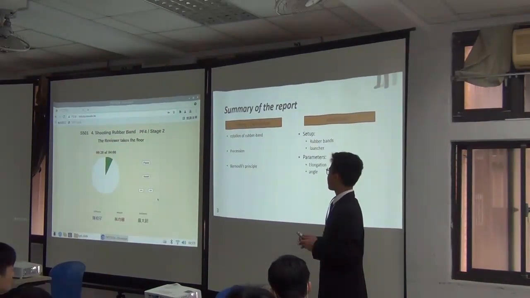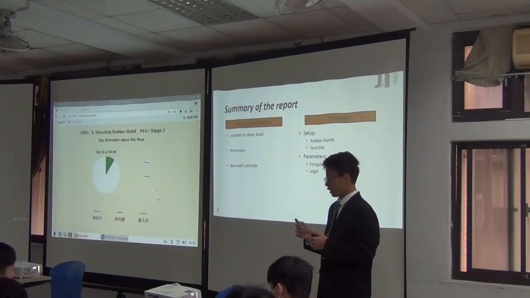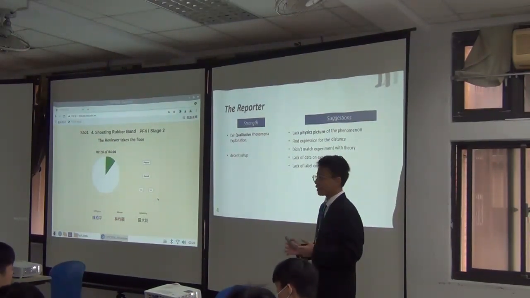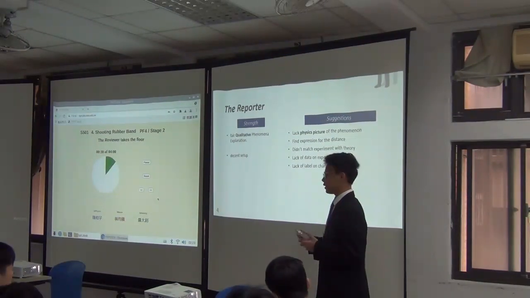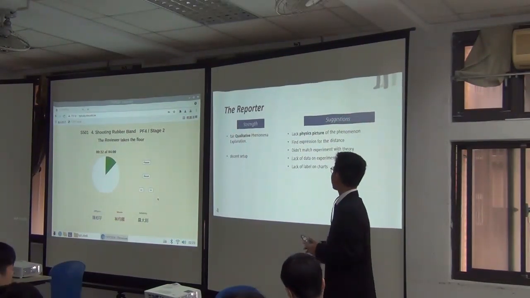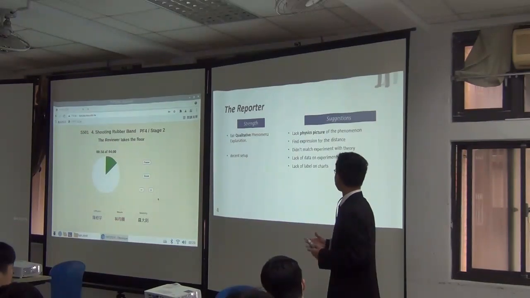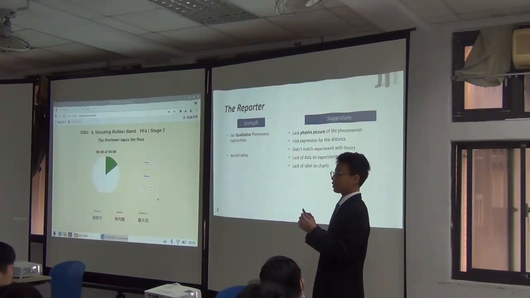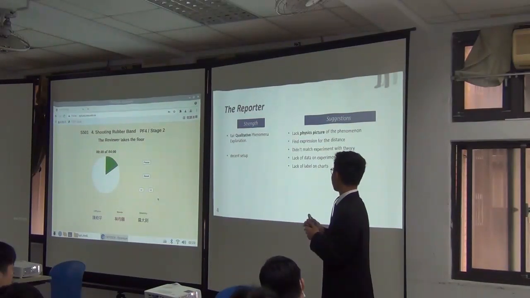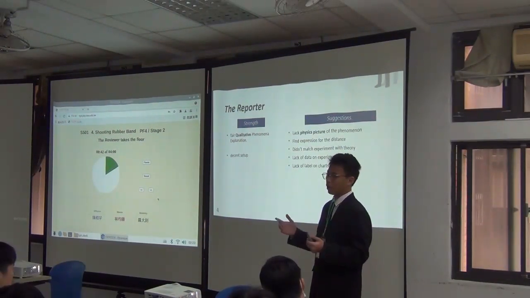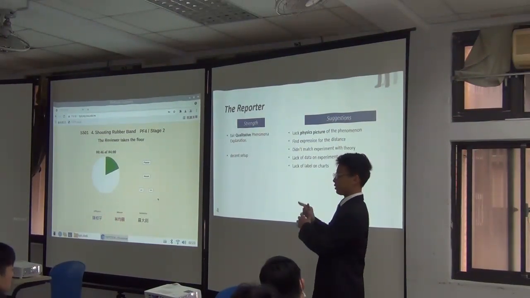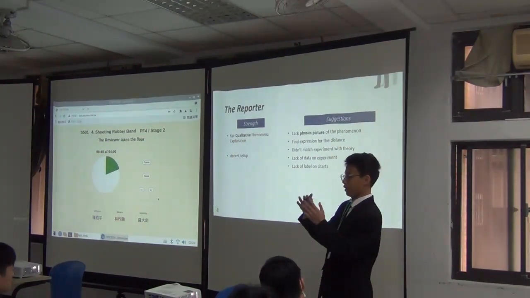In the experiment, he has a rubber band, and he made the launcher himself, and the parameters are the elongation and angle. And then the reporter, I think he has a very quantitative phenomenon explanation and a decent launching setup, but I think he lacks some physics picture for this phenomenon, and maybe he could find an equation, an expression for the distance, and he could have also done more experiments. In some of his decimal charts, he lacked the labels.